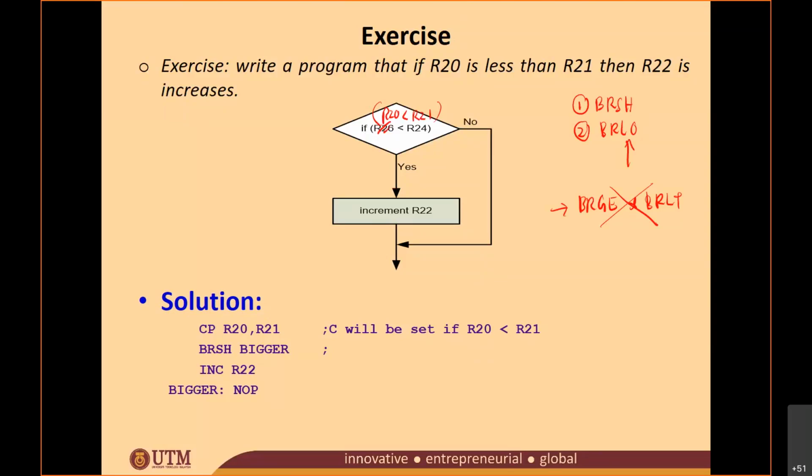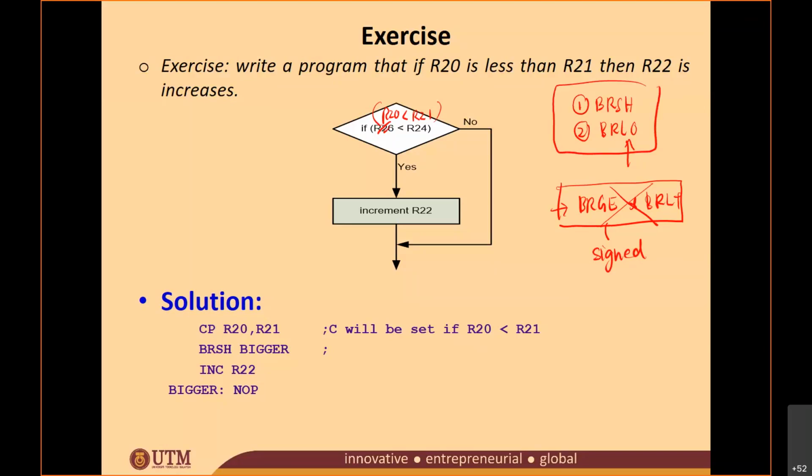Because BRGE and BRLT are designed for signed numbers. This one is for signed numbers only. If you have an unsigned number, you need to use BRSH and BRLO. If the value here is a signed number, then you can use BRGE and BRLT. So you have two conditions.